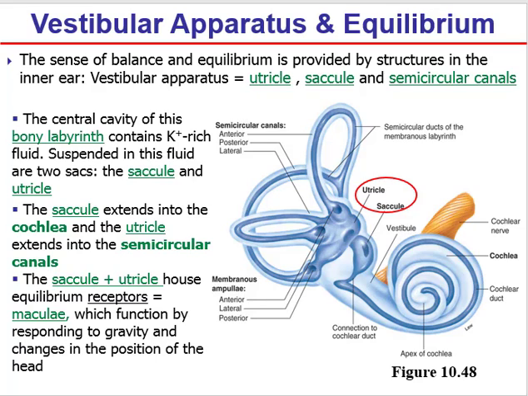Here in figure 1048, this is a great picture of the cochlea. And the utricle and saccule structures, circled here in red, are used in the sensation of balance. The saccule and utricle house the equilibrium receptors called the maculae, which function by responding to gravity and changes in the position of the head.